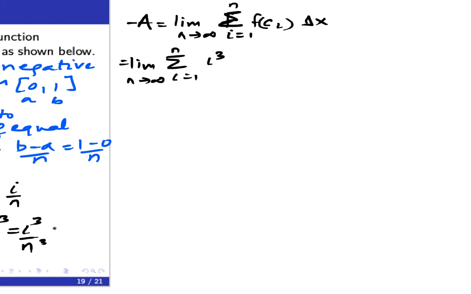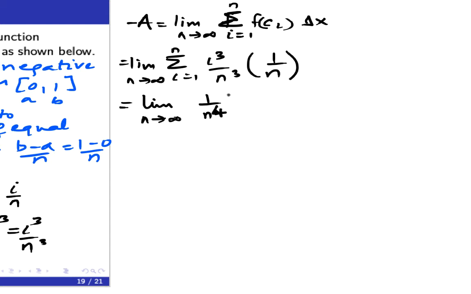Over n cubed. And delta x is what? 1 over n. Now remember, the i is only on this part. Everything else is a constant for the summation, so we're going to take that out. Limit n tends to infinity, 1 over n to the 4, and the summation of i cubed, i varies from 1 to n.